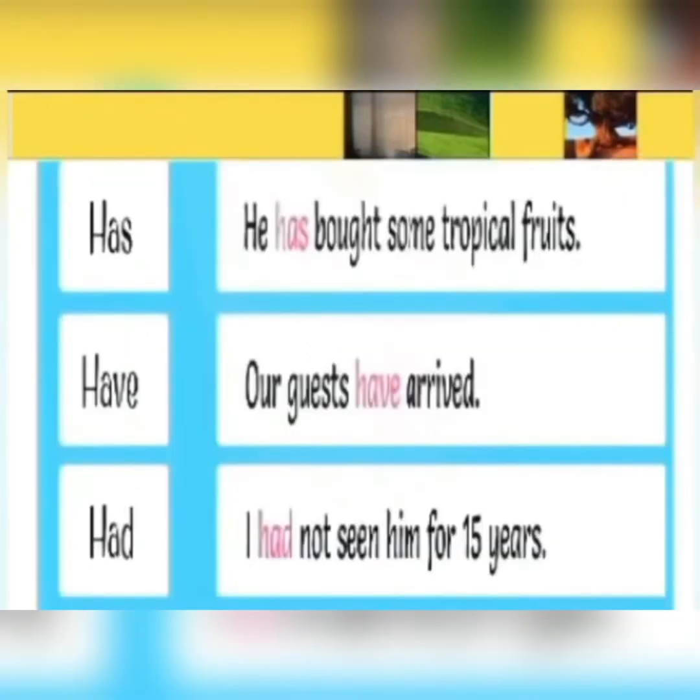So let's look at the examples. He has bought some tropical fruits. He has, and the third form of the verb, bought, is also there, right? Have. Our guests have arrived. Arrived is also the third form of the verb, so have is there.